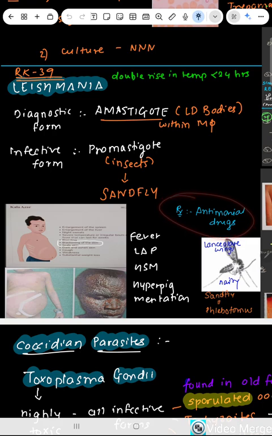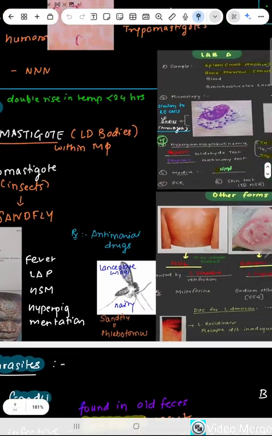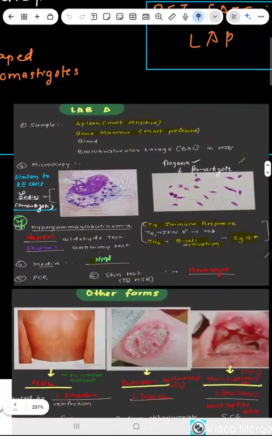For treatment, the drugs are called antimonial drugs. So this over here is the sandfly, Phlebotomus. Now the lab diagnosis. The sample: the spleen is going to be the most sensitive sample, and the most preferred, however, is the bone marrow. A blood sample or bronchoalveolar lavage is taken in case of HIV patients.